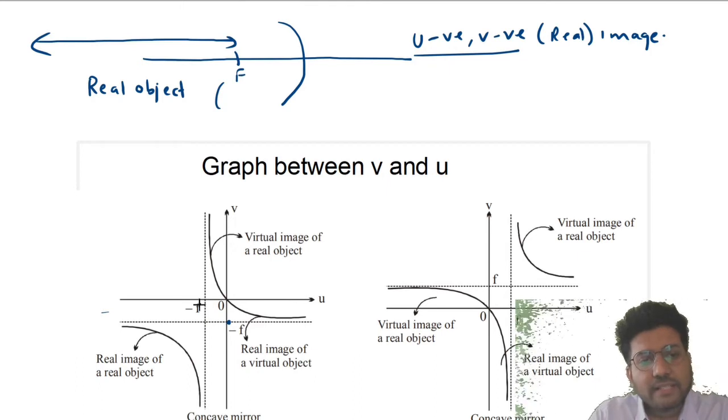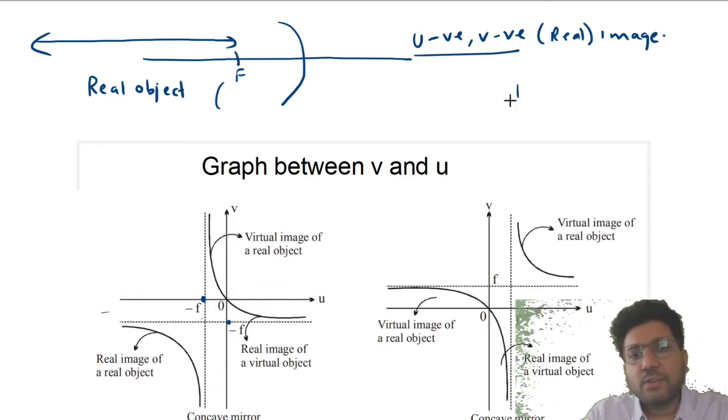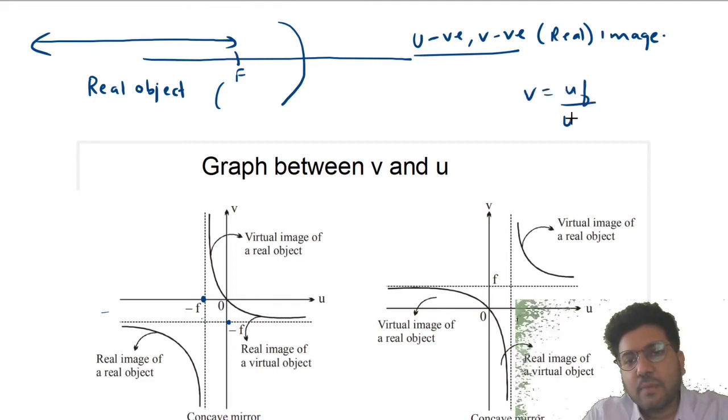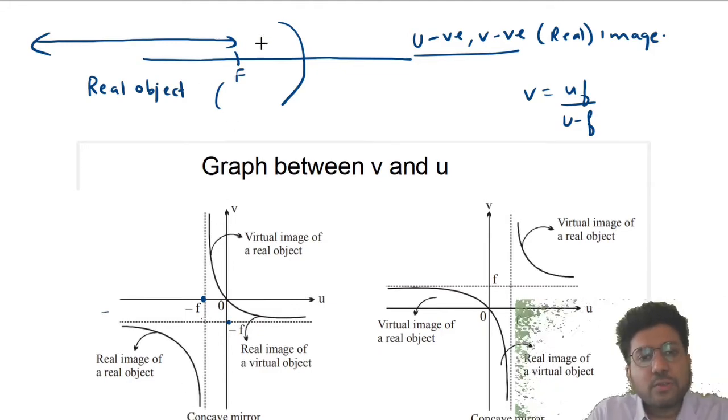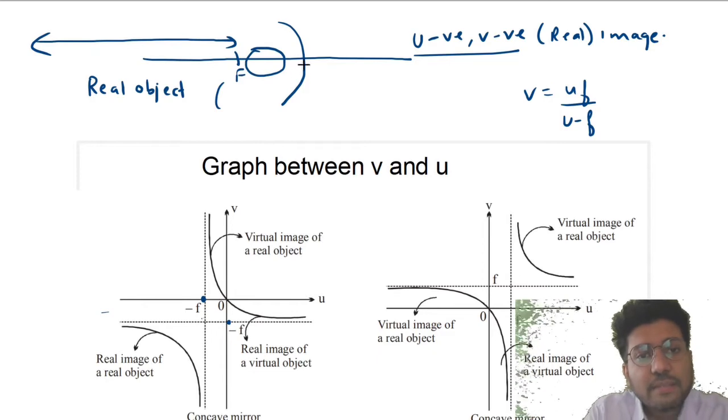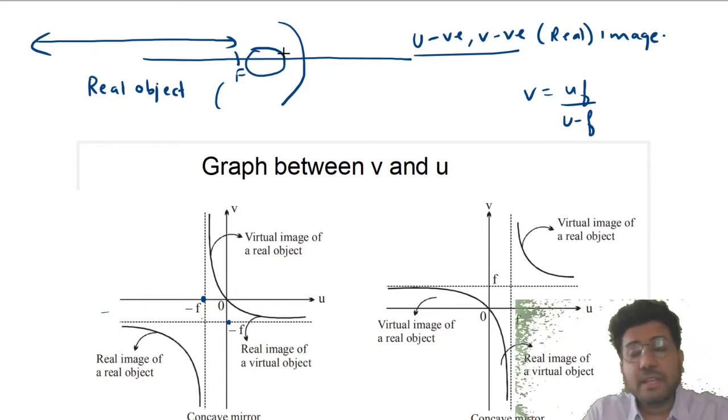So at focus, this is object distance minus f. At focus, the image distance becomes infinite, v becomes infinite. Okay, and you know that 1 by v plus 1 by u equals 1 by f, or you can write it like this also, v is equal to uf by (u minus f), is a hyperbola. This is a hyperbola. Okay, now as soon as you enter the focus, the object distance is negative, that means u is negative, but the image becomes virtual.